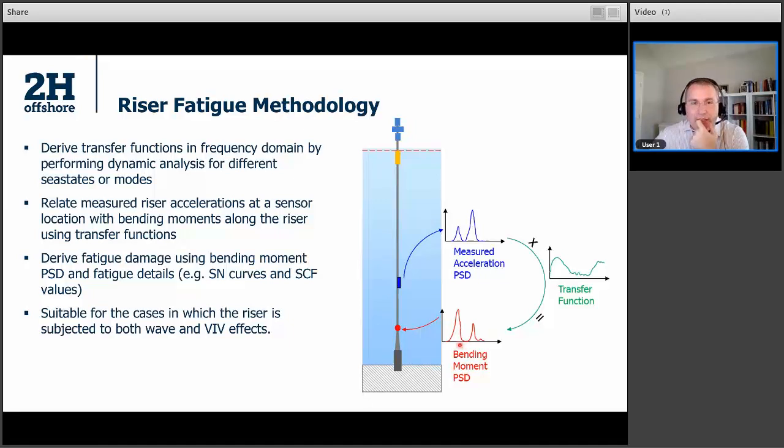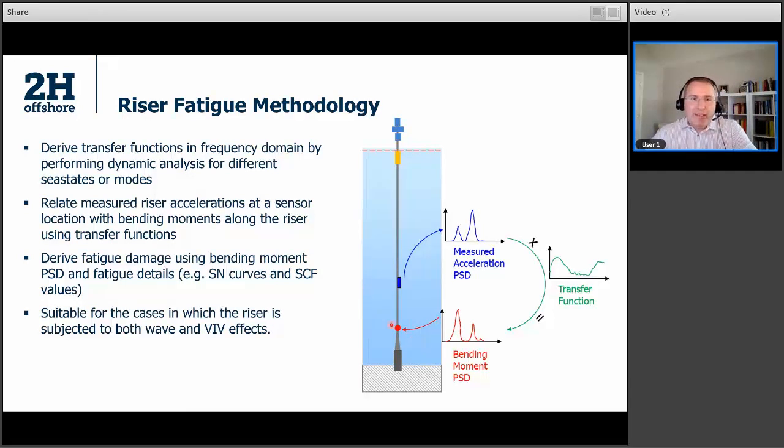Ideally, you can extract the bending moment PSDs along the length of the riser using just one sensor. But of course, when you get farther away, the accuracy becomes less because of the damping. But in general, the transfer functions are used to correlate the measured accelerations at the sensor location with the bending moment PSDs at the fatigue hotspot.